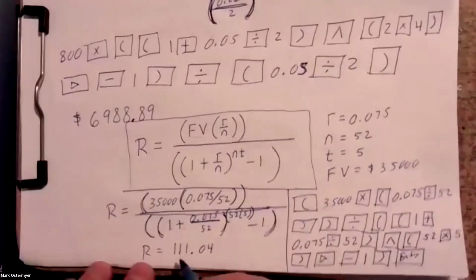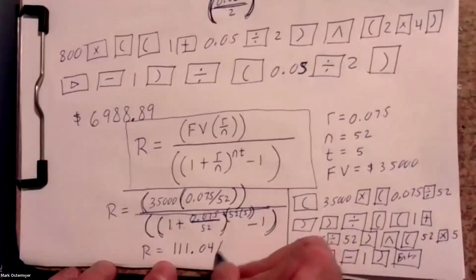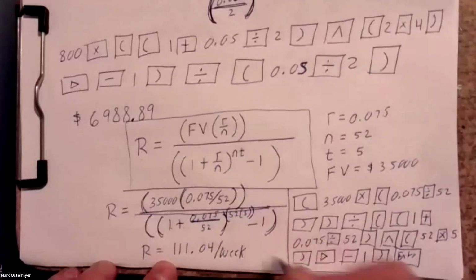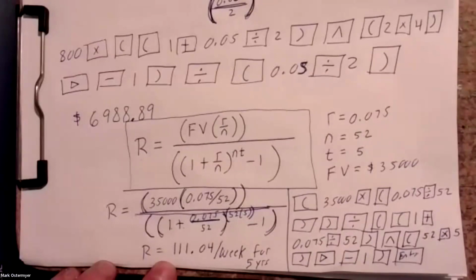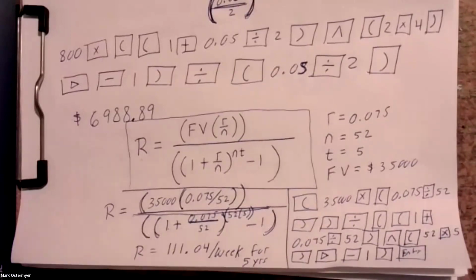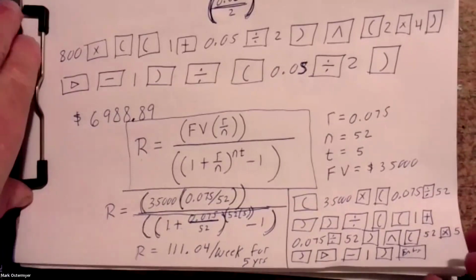So you would have to pay into this annuity $111.04 every week for how many years? 5 years. And if you do that religiously, exercise discipline and don't waver from this savings plan, guaranteed in 5 years you will have waiting for you $35,000. Now the question is, how much interest did this annuity earn for us over the course of 5 years? Well, we're going to find that out.